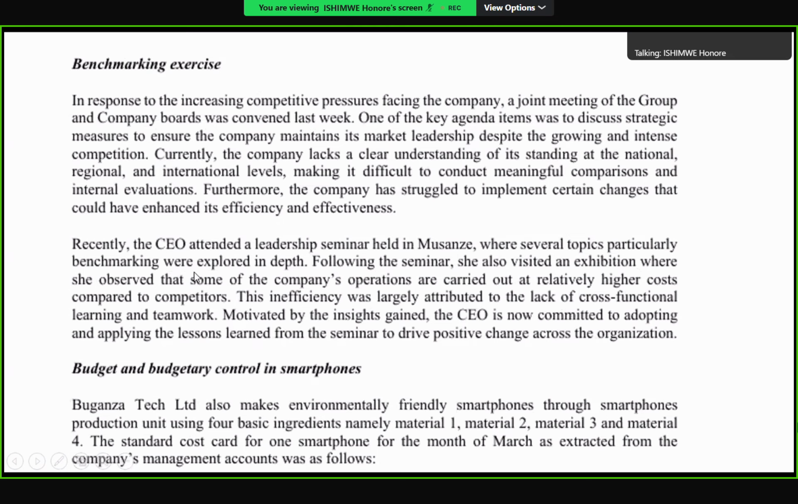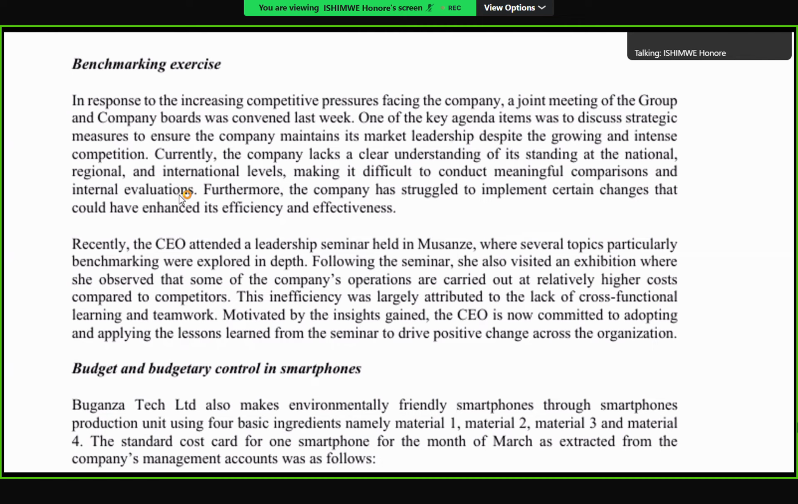In the benchmarking exercise, they say, in response to the increasing competitive pressures facing the company, a joint meeting of the group and the company board was convened last week. One of the key agenda items was to discuss strategic measures to ensure the company maintains its market leadership despite the growing and intense competition. Currently, the company lacks a clear understanding of its standing at the national, regional, and international levels, making it difficult to conduct meaningful comparisons and internal evaluations. So this is about benchmarking.